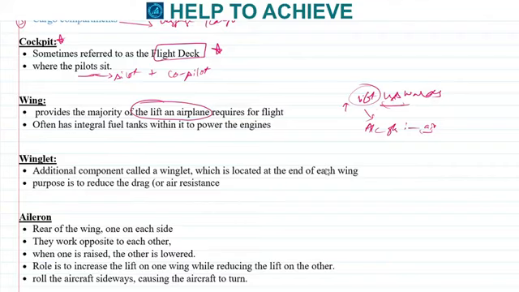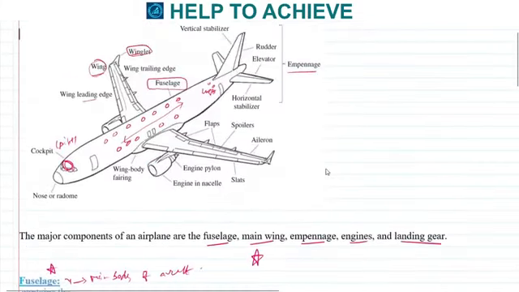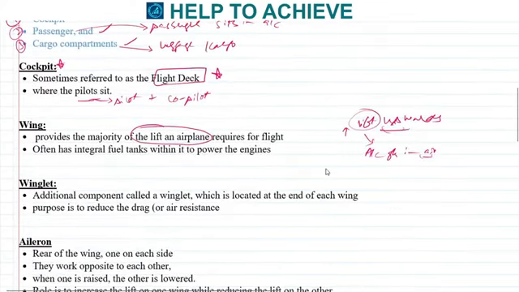From the diagram we can also see these wings, and sometimes the fuel will be kept inside these wings. So wings are also acting as a storage for the fuel. Wings often have integral fuel tanks which are used to power the engines. So the major functionality of the wing is to provide lift to an aeroplane and also act as an integral fuel tank. So these two are the major functionalities of the wing.